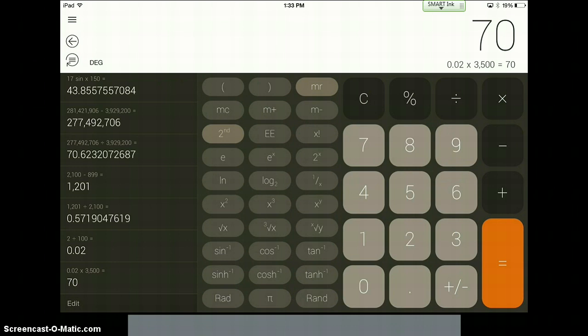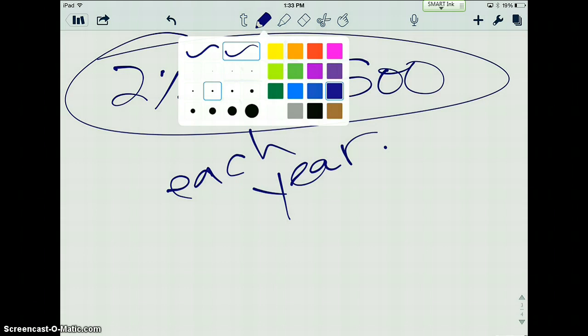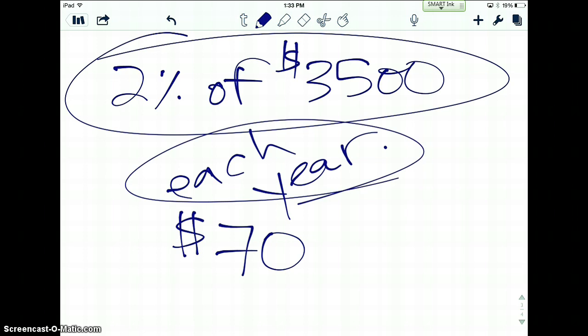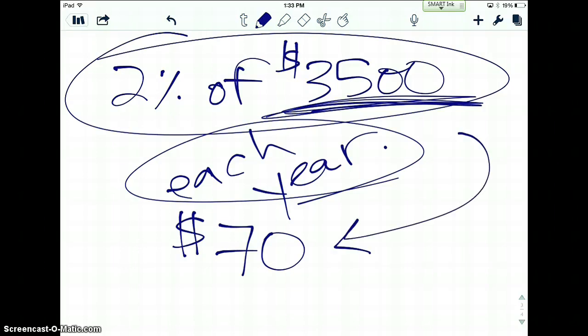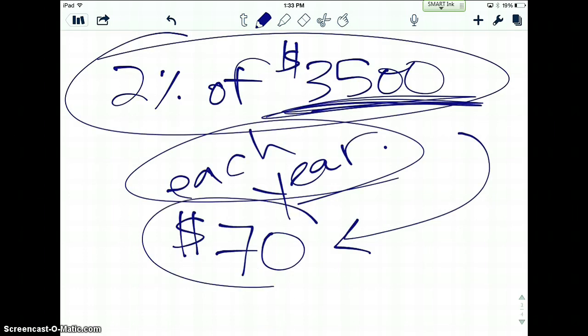There's the number, 70. So the bank is going to actually give him $70. That's how much he's going to get each year just by putting that much money into the bank. So instead of it being at his house, sitting in a little piggy bank, he's going to bring it to the bank so that he can earn this much interest every year. Meaning after 5 years, how much will he get? He won't just get 70. He'll get 70 each year.